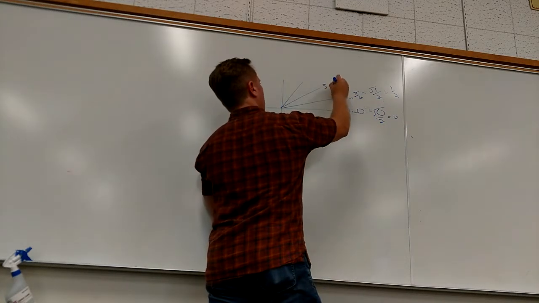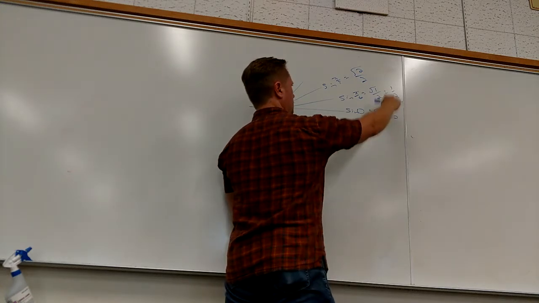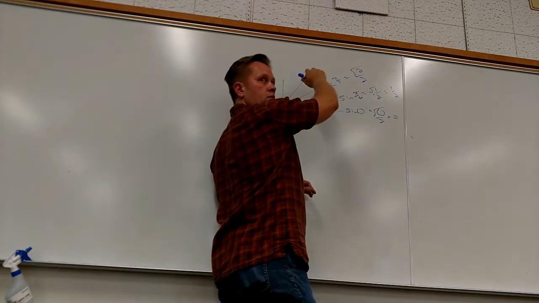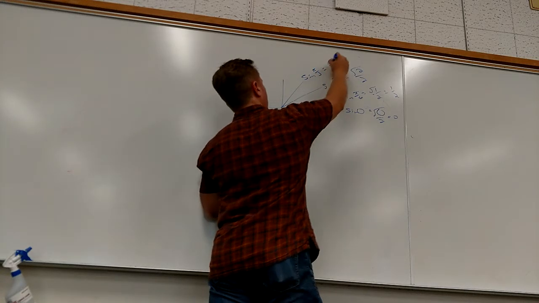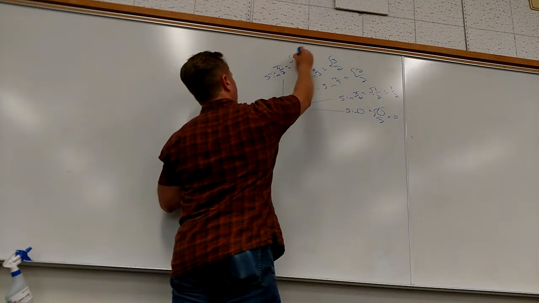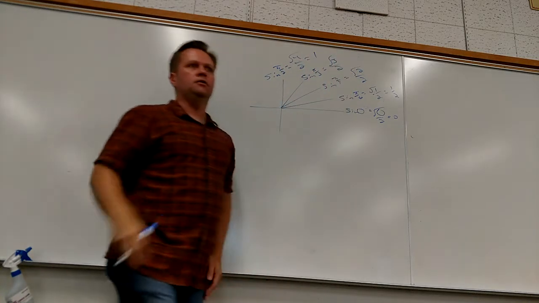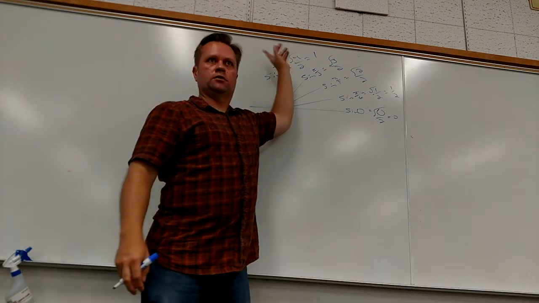What's sine of pi over 4? Square root of 2 over 2. Square root of 0 over 2, square root of 1 over 2, square root of 2 over 2. So what's sine of pi over 3? Square root of 3 over 2. What's sine of pi over 2? Square root of 4 over 2, which is 1. Square root of 0 over 2, square root of 1 over 2, square root of 2 over 2.